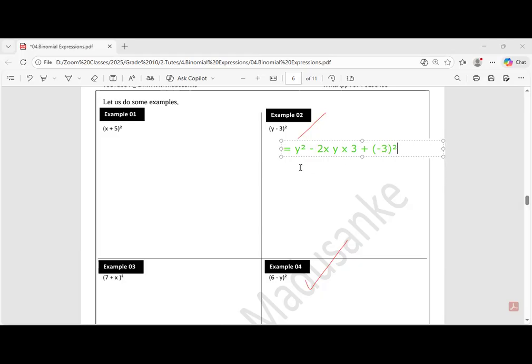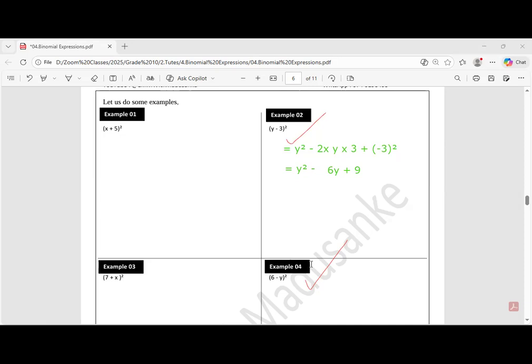So if you simplify this further, equal mark, first term square y to the power 2, minus 2 times 3, 6, middle term is 6y, last term is minus 3 to the power 2, minus 3 into minus 3, positive 9. So this should be your answer for example number 2.